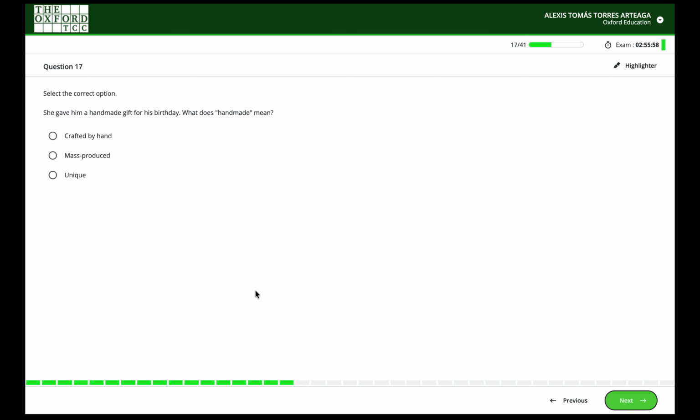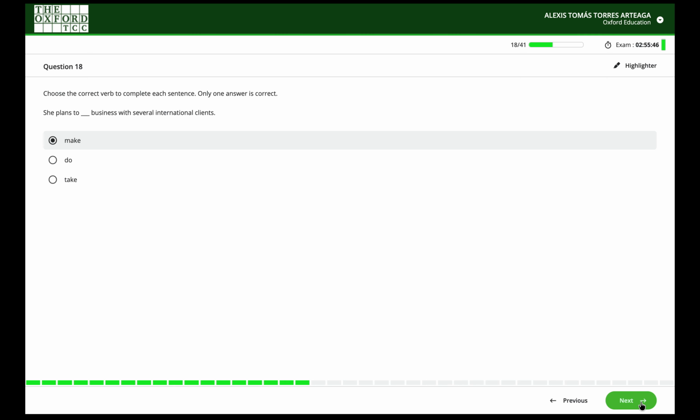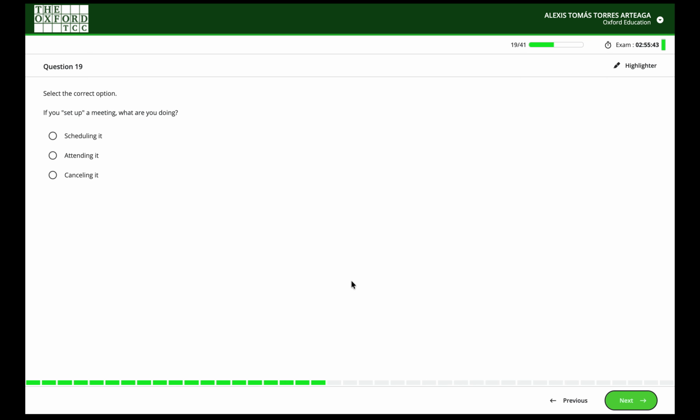Significance. She gave him a handmade gift for his birthday. What does handmade mean? Crafted by hand. She plans to make business. If you set up a meeting, scheduling it. What does it mean if you turn up at a party? To arrive. Which sentence is correct? The woman who helped me was very generous. The woman who helped me was very generous.